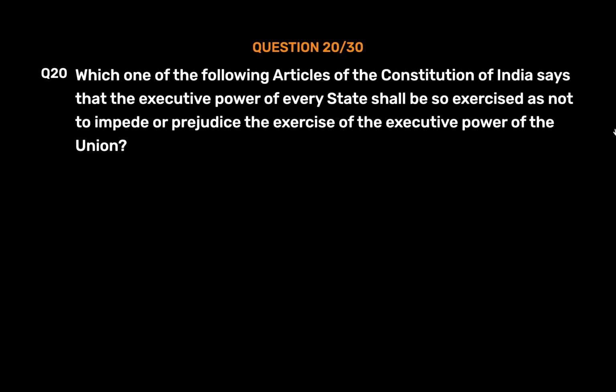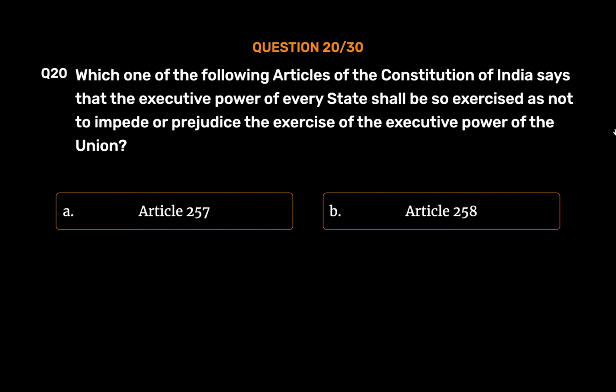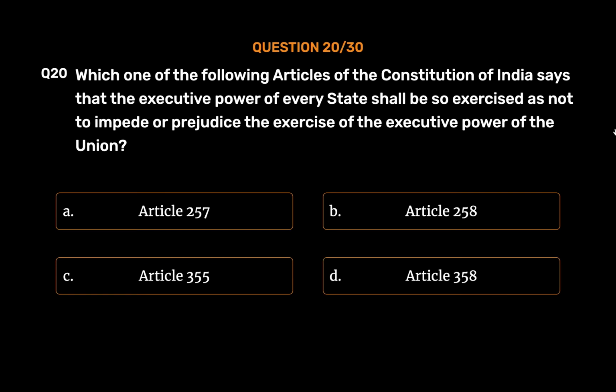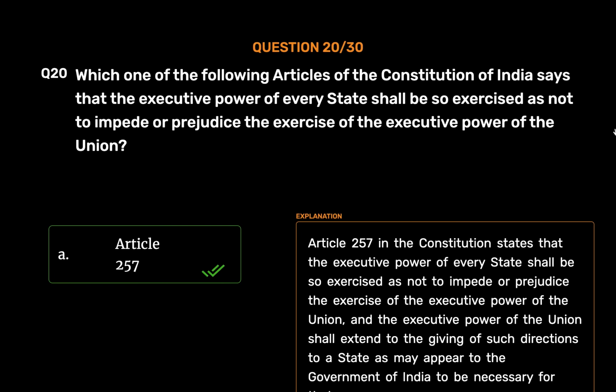Question number 20. Which one of the following articles of the Constitution of India says that the executive power of every state shall be so exercised as not to impede or prejudice the exercise of the executive power of the Union? Option A. Article 257. Option B. Article 258. Option C. Article 355. Option D. Article 358. The correct answer is Option A. Article 257. Article 257 in the Constitution states that the executive power of every state shall be so exercised as not to impede or prejudice the exercise of the executive power of the Union, and the executive power of the Union shall extend to the giving of such directions to a state as may appear to the Government of India to be necessary for that purpose.